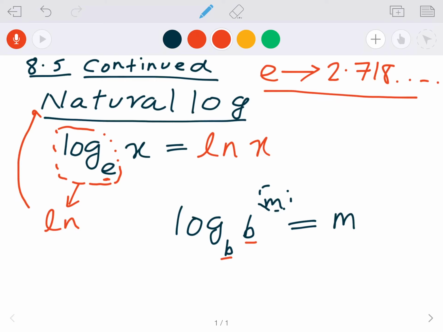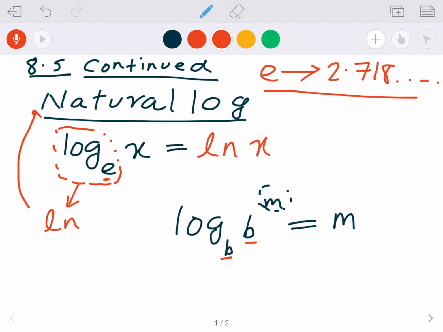We will be using this idea to find the value of 2 to the log base 2 of 4. What is the value of this one? Without using a calculator or anything, we need to find the value of this one. For this one, the idea is this property right here.